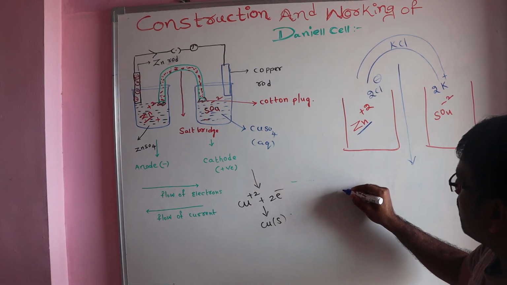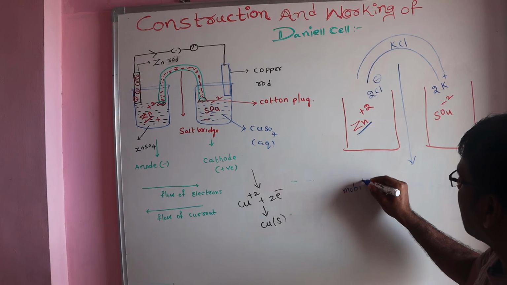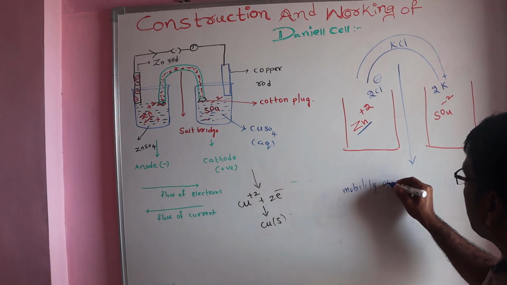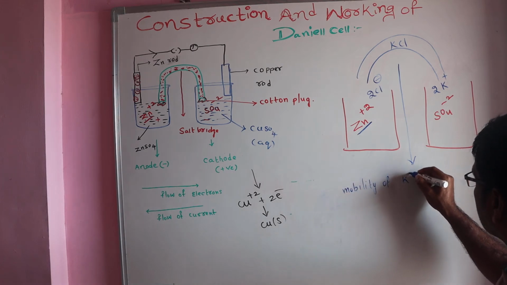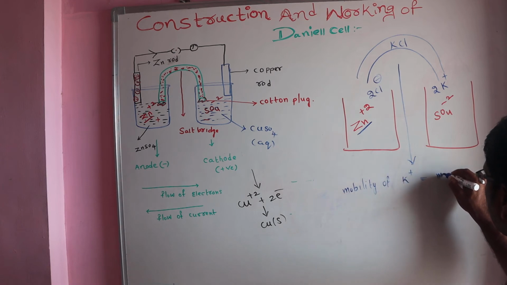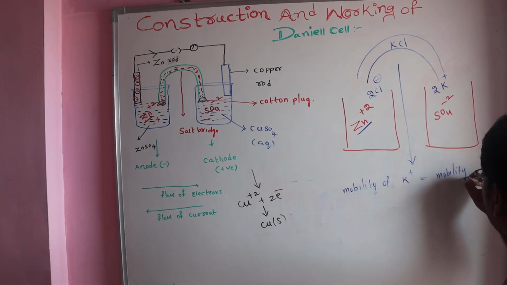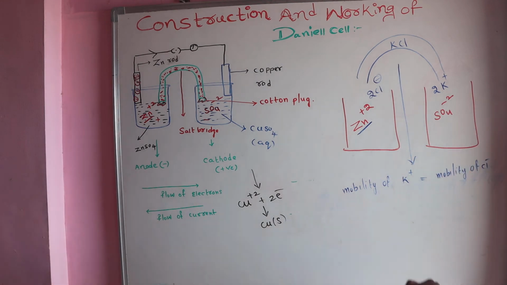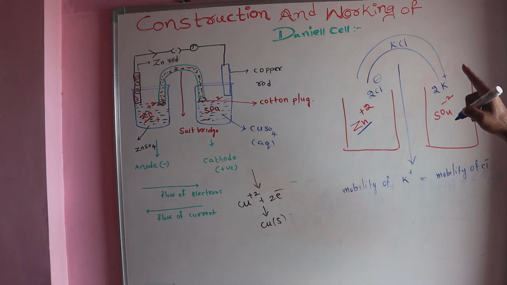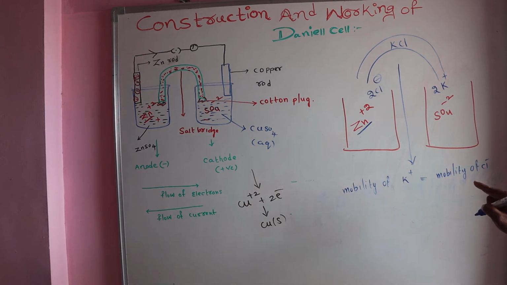Its mobility. The mobility of the cation, suppose K plus, must be equal to the mobility of the anion, Cl minus. So this is the important point we should remember while selecting an inert electrolyte for the salt bridge. We should consider their mobilities. The cation and anion should have the same mobilities. So this is the importance of the salt bridge.